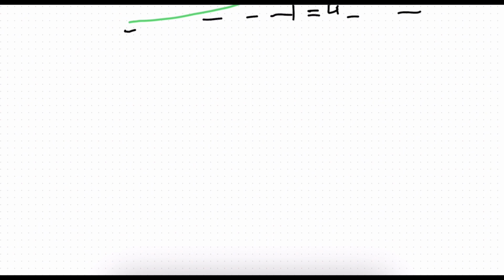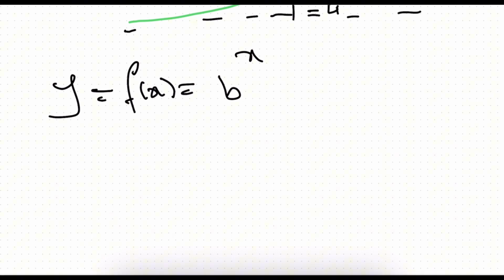Okay. What is an inverse? It's more like you flipping x for y. So if you had f of x equal to b to the power of x, what's the inverse of this? Because you know f of x is the same as y, right? So that means you have y equals b to the power of x, right?